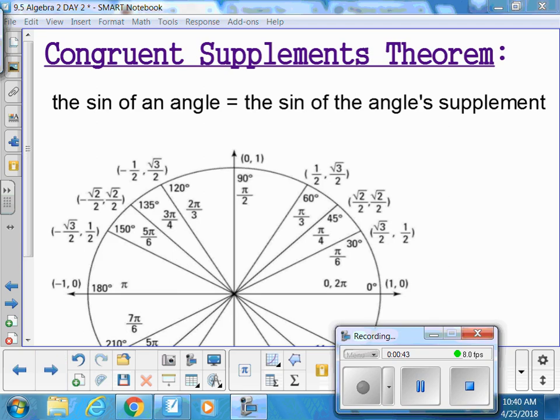Go ahead and write down our big idea of the day. Our big idea of the day is that the sine of an angle would equal the sine of that angle's supplement. And that's going to be a big key when we're solving these triangles. Sometimes two angles actually have the same exact sine, and that way we could have two triangles existing that have the same characteristics as far as angle measurements and sine measurements and all that. Congruent supplement theorem.